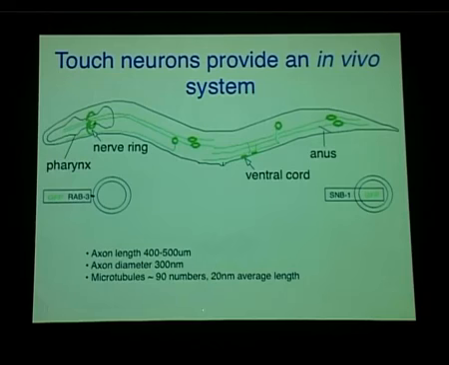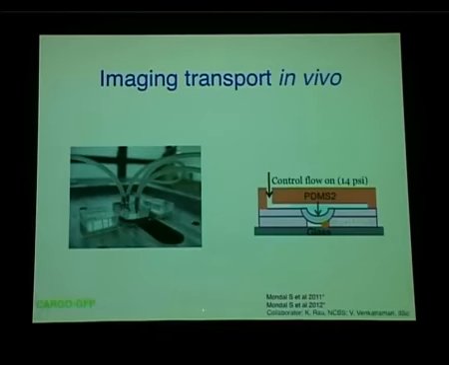So when I chose worms as a model system to start studying this problem, one of the things which attracted me was actually the touch neurons, which are very, very well characterized at the ultrastructural level. So you know the number of microtubules, you know the length of microtubules, and this is all very important, although I'm not going to show you in what ways it was important for our study.